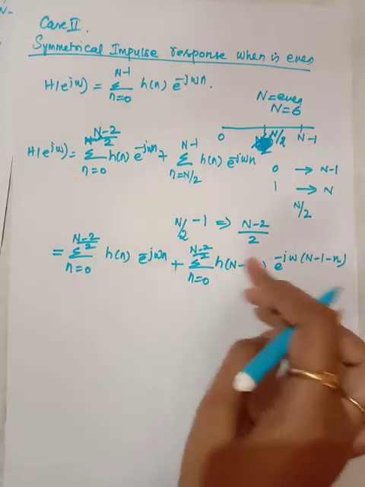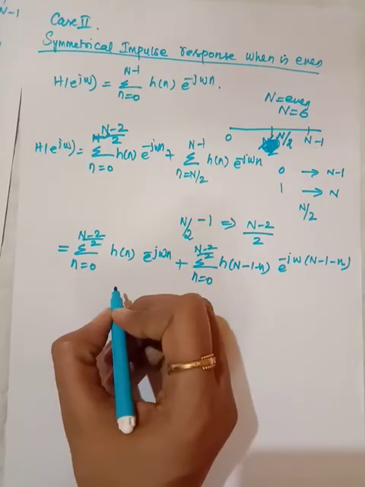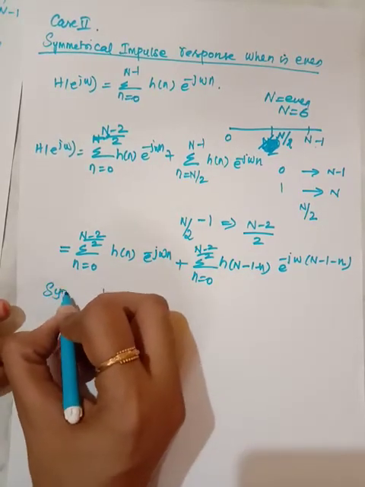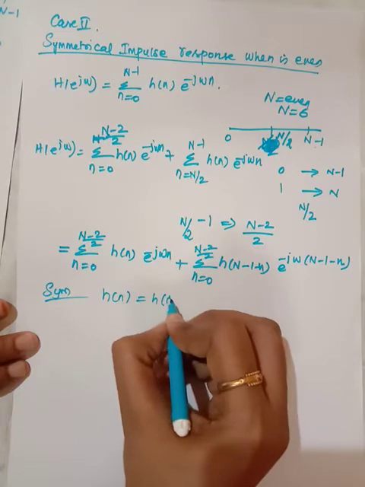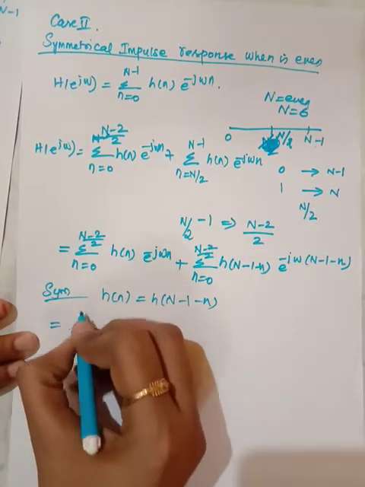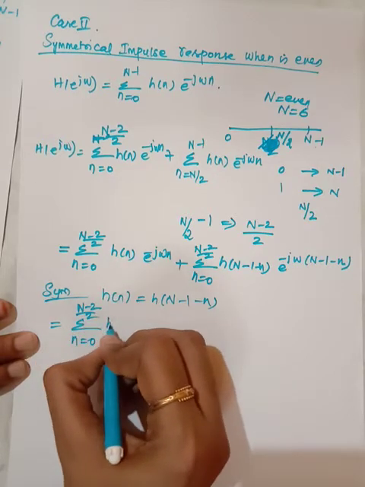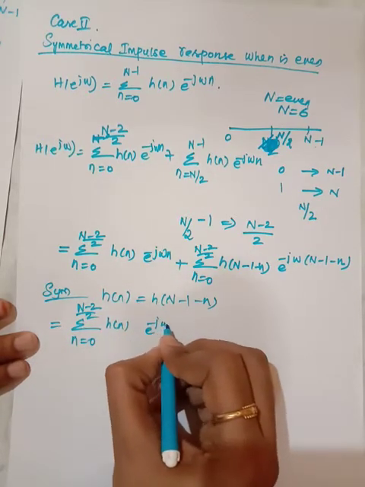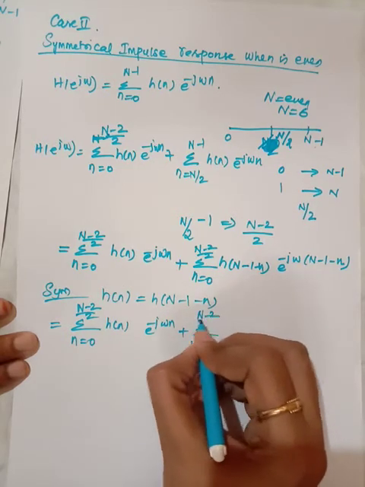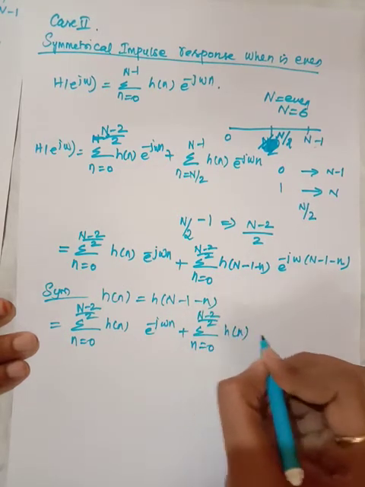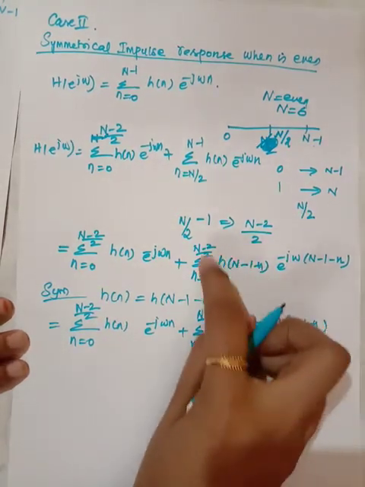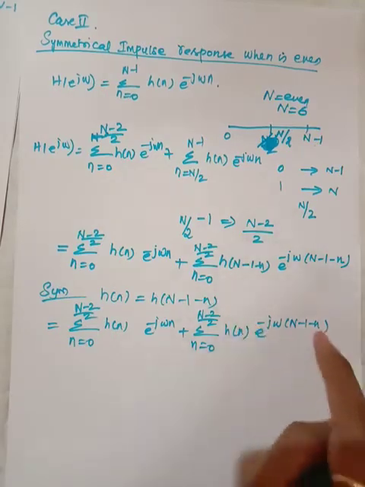Now I have split this summation. Then I am going to apply the symmetric condition. What is the symmetric condition here? The symmetric condition is h of n is equal to h of n minus 1 minus n. So summation n is equal to 0 to n minus 2 by 2 h of n e power minus j omega n plus summation n is equal to 0 to n minus 1 by 2 h of n e power minus j omega n minus 1 minus n. We are going to apply it only for this coefficient, not for this angle.